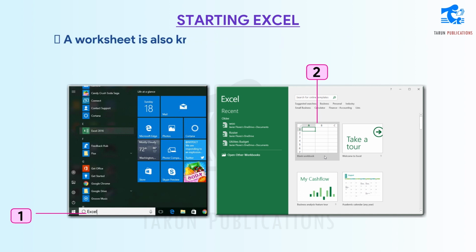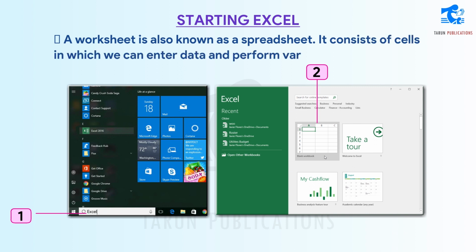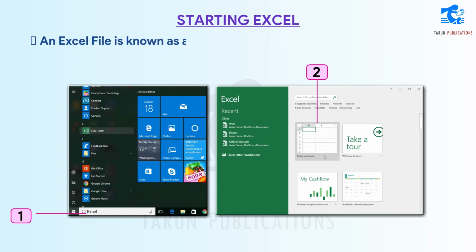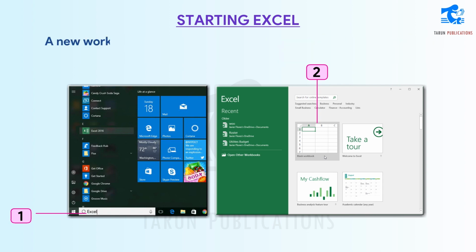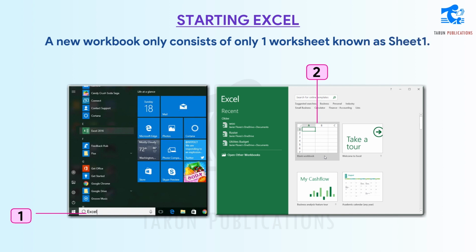A worksheet is also known as a spreadsheet. It consists of cells in which we can enter data and perform various functions. An Excel file is known as a workbook. It consists of several worksheets. The default name of a new workbook is Book 1. A new workbook consists of only one worksheet known as Sheet 1.